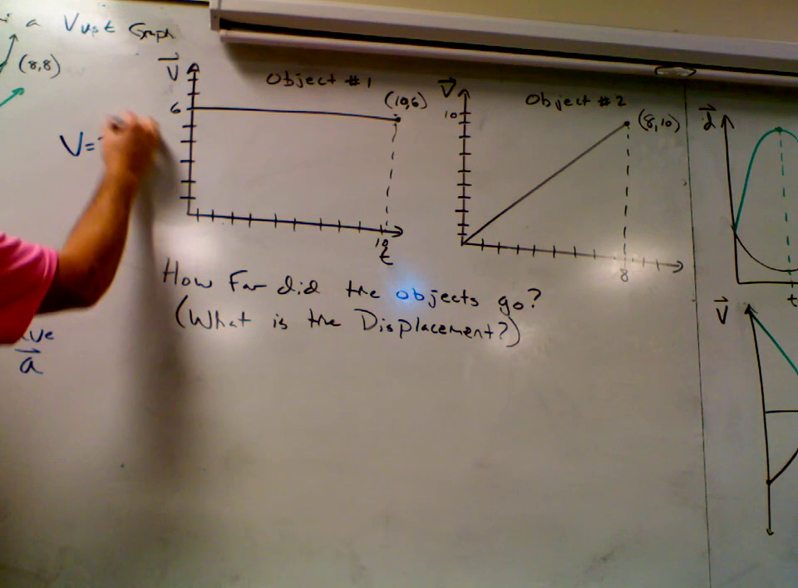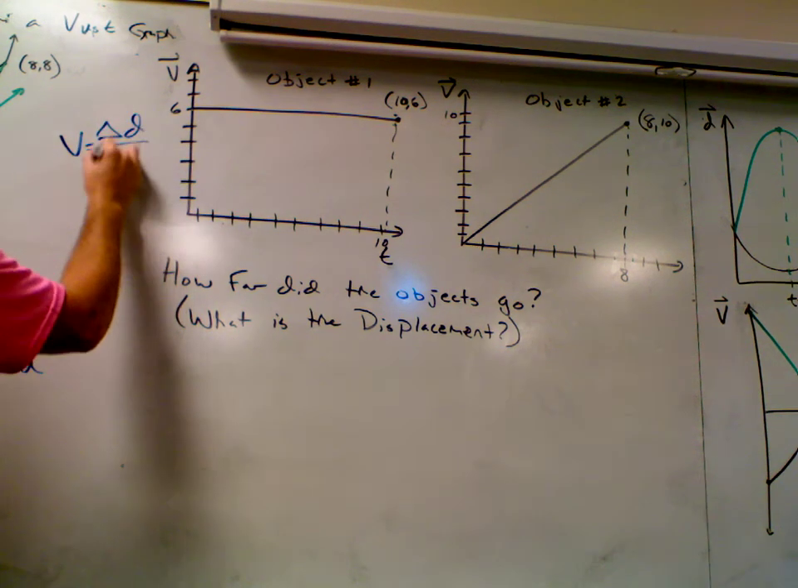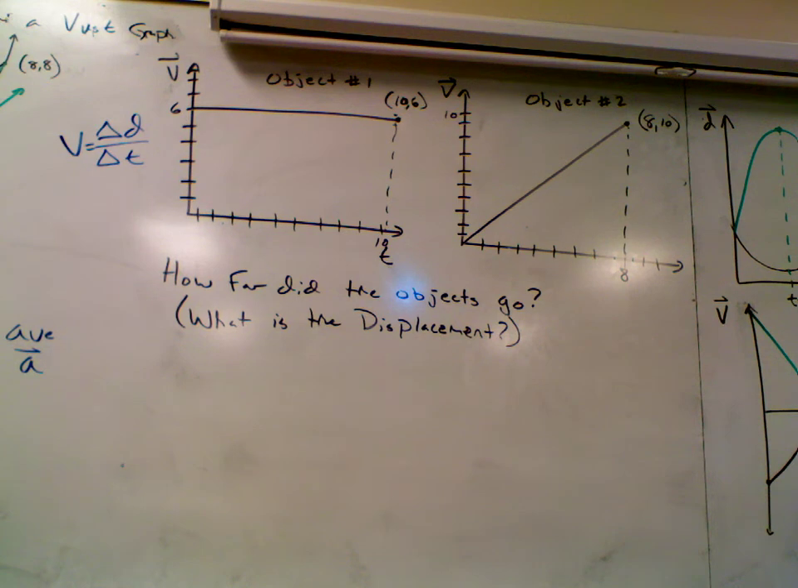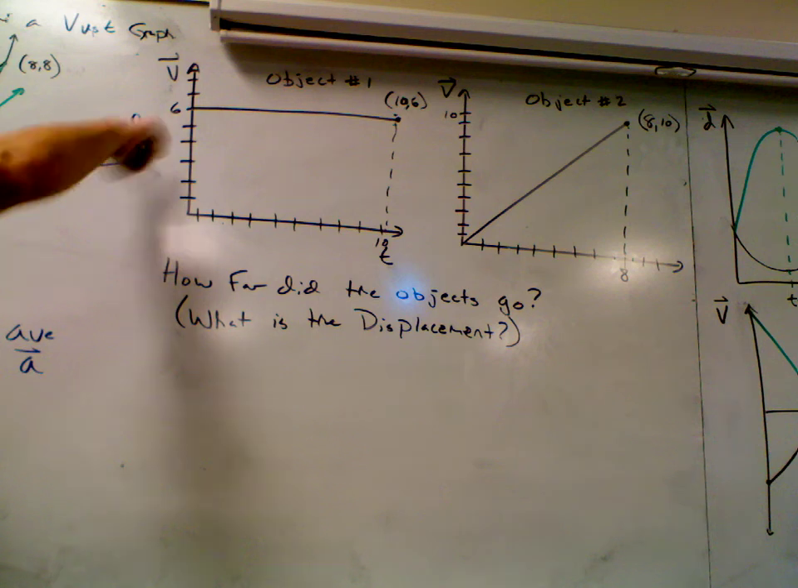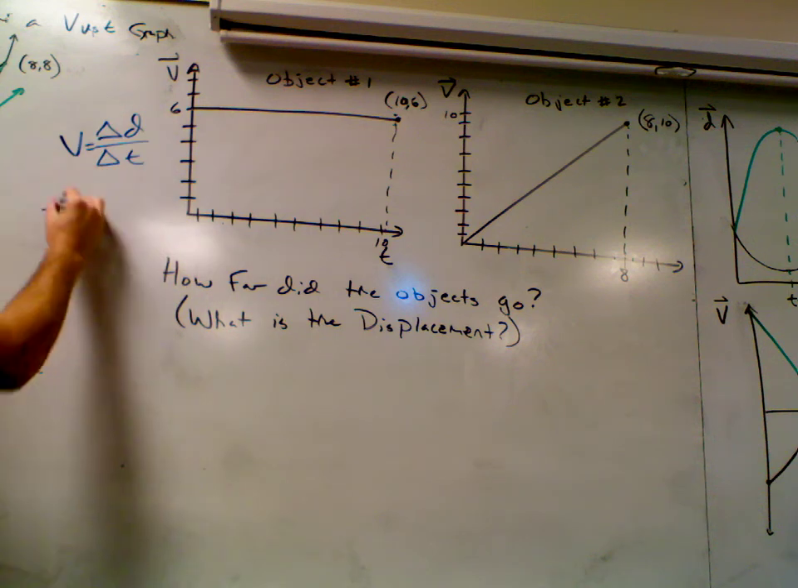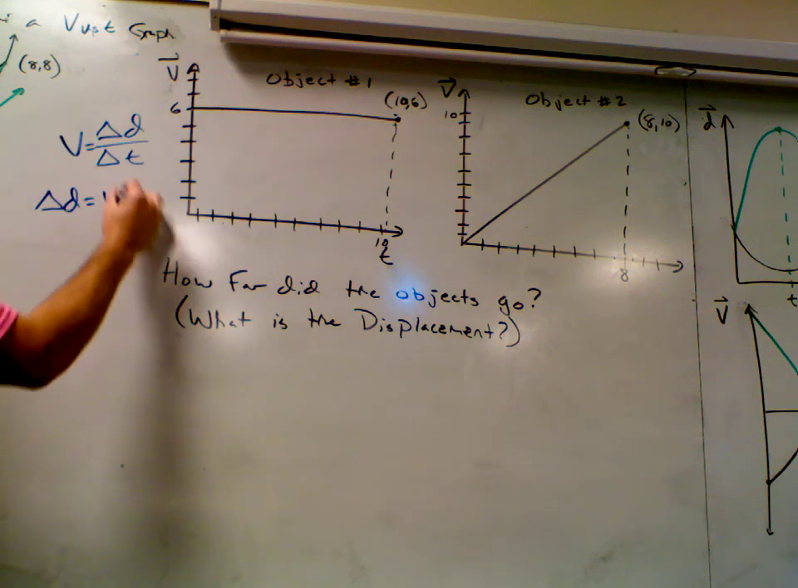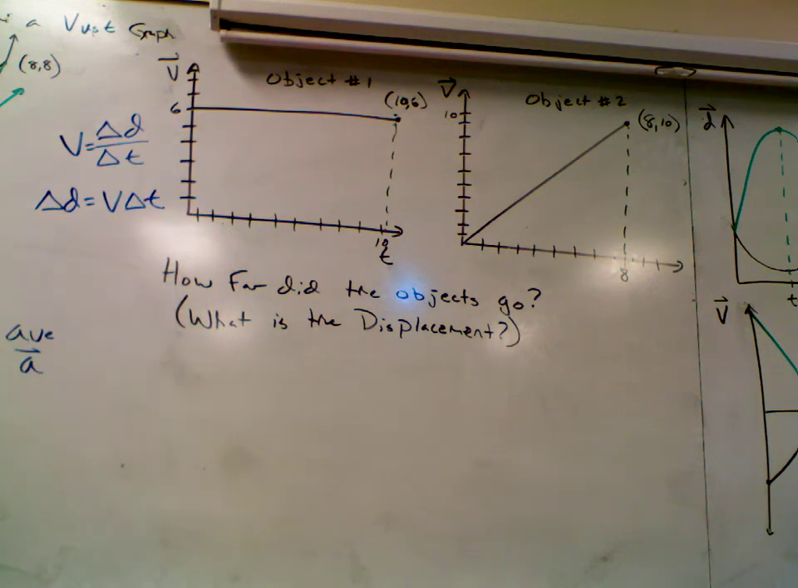If I look at equation 3, velocity equals delta d over delta t, right? I want to find displacement. I have velocity and time values, so maybe if I rewrite this in terms of displacement, I can figure it out. Multiply both sides by delta t, right? So I want to end up with this: delta d equals v delta t. That's our equation, right?